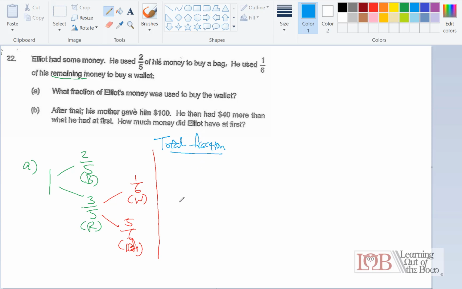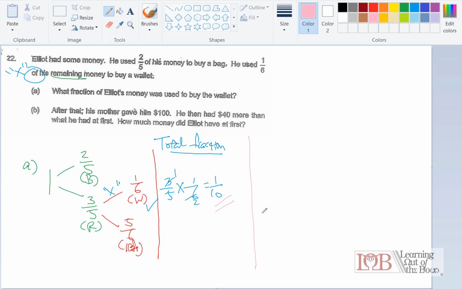So this is the one that we want to find. So it's just 3/5 times 1/6, because every branch is actually times in maths, and in fact this is also times. Of means times in maths. Okay, so we have cancel, we have 1/10. So this is the answer for part A, 1/10.